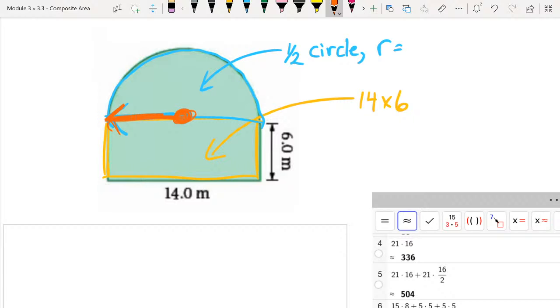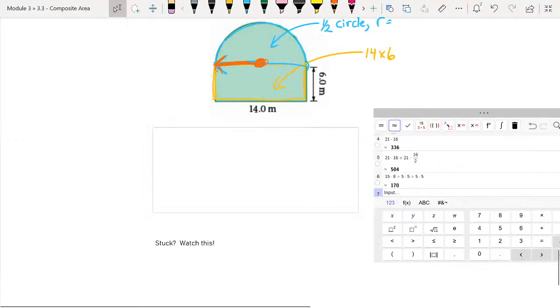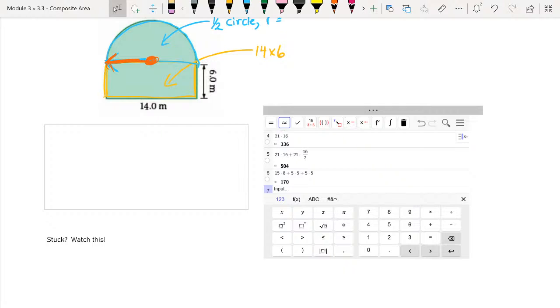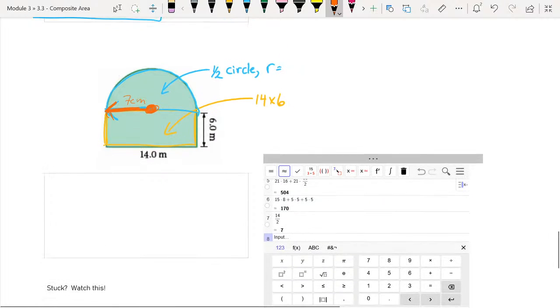And what's the radius of this? Well, this whole thing is 14. The radius is just half of that. So what's half of 14? If you can do that in your head, as always, awesome. If you can't, well, just go here. 14 divided by 2 is 7. So the radius is 7 centimeters.